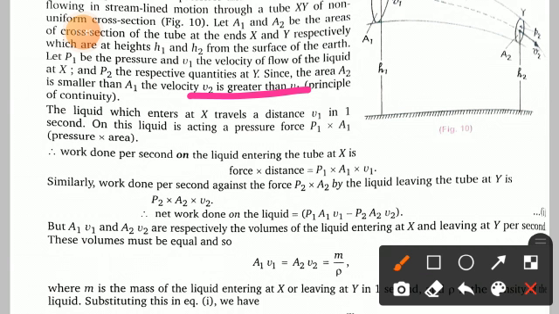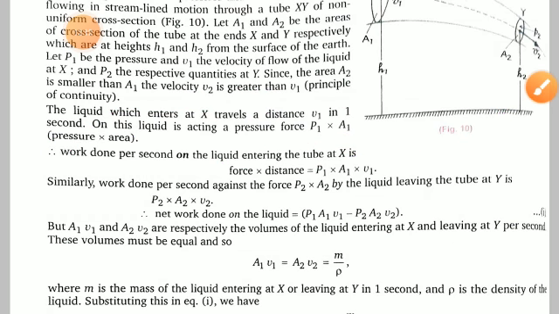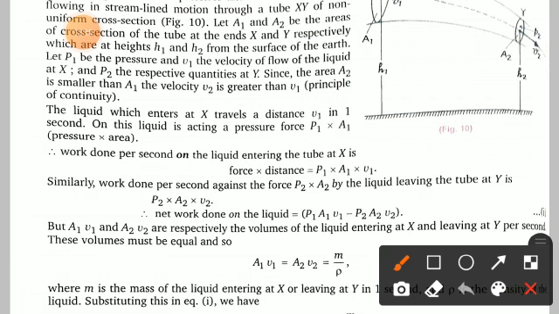According to the principle of continuity, the liquid which enters at X travels a distance V1 in 1 second, and on this liquid is acting a pressure of P1 multiplied by A1. Now what is the work done per second on the liquid entering the tube? You know very well, work is equal to force into distance, W is equal to F into D. So we can write force into distance, P1 A1 multiplied by V1. And similarly the work done per second by the force P2 A2 by the liquid leaving at the end Y is P2 multiplied by A2 multiplied by V2.